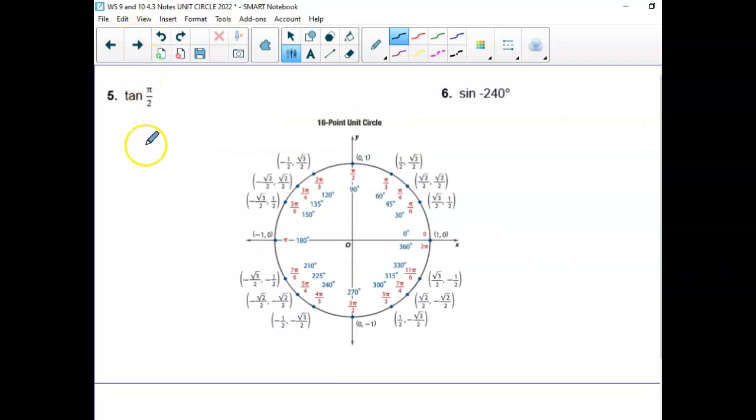Number 5, pi over 2. Can you find that ordered pair for me? Okay, pi over 2 is right up here. The ordered pair is 0, 1. What is the definition of tangent again? Y over x. So if I put 1 over 0, what happens when I type that in my calculator? 1 divided by 0. So you write undefined.